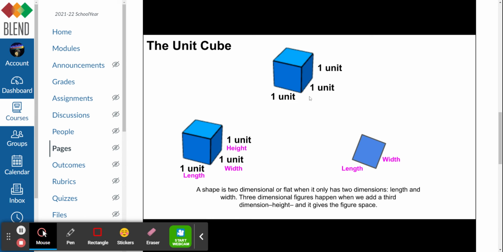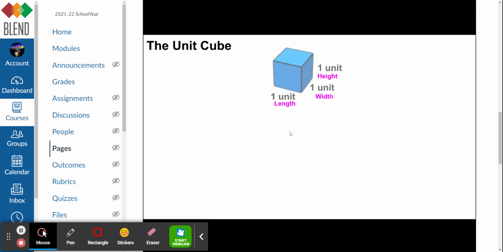All right, so 1 unit by 1 unit by 1 unit. The volume is 1 cubic unit. This is 1 cubic unit. There's one of them, it's a cube, and it's a unit. It's 1 cubic unit. All right, so the unit can be represented by any unit of measurement.